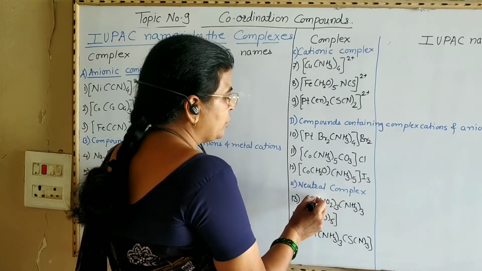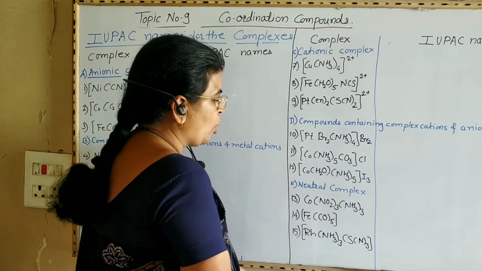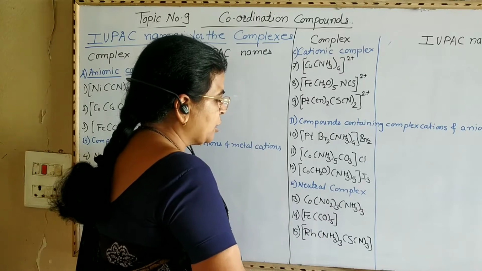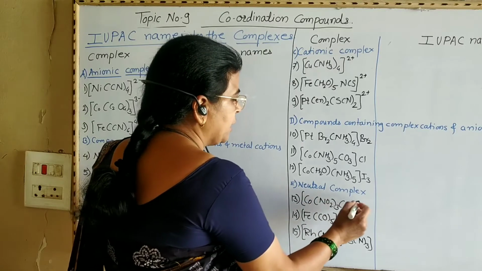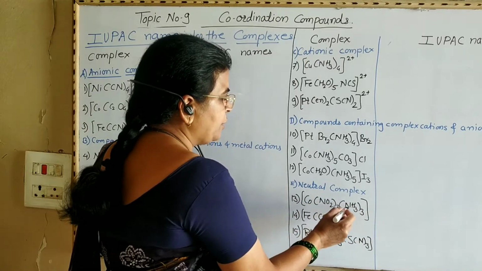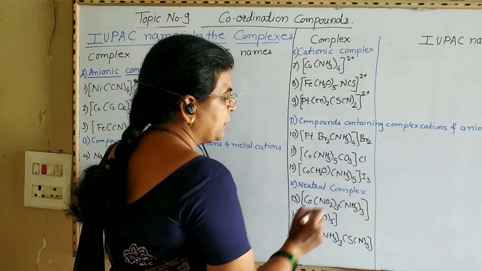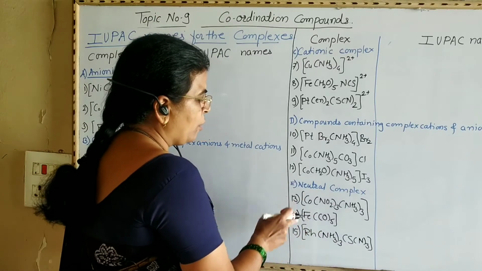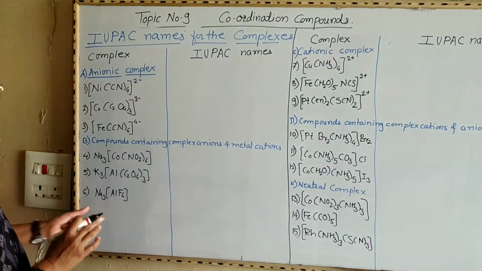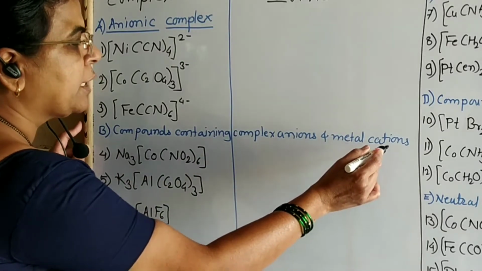And then we are going to see the neutral complexes, that is, complexes which do not possess any charge, or chargeless complexes. Like this, Co(NO2)3(NH3)3. This coordination sphere does not possess any charge and therefore it is a neutral complex. Same thing here. Now we are going to see first the compounds containing complex anions and metal cations.